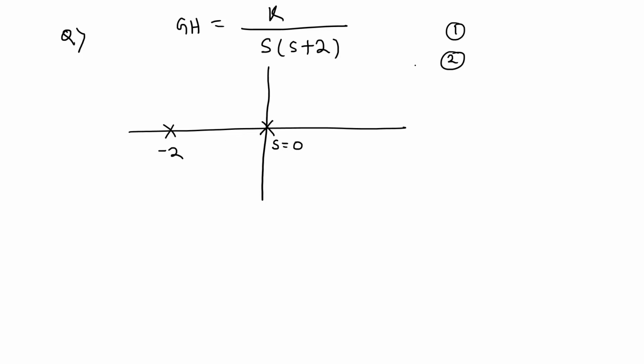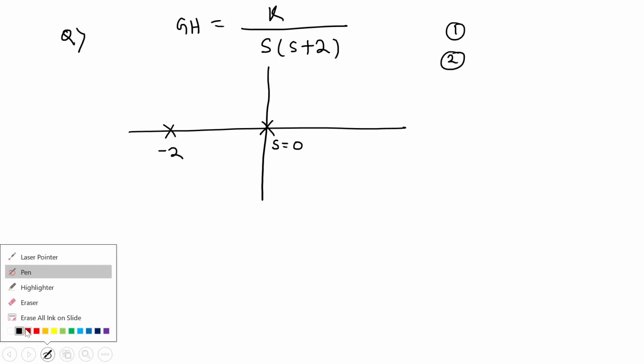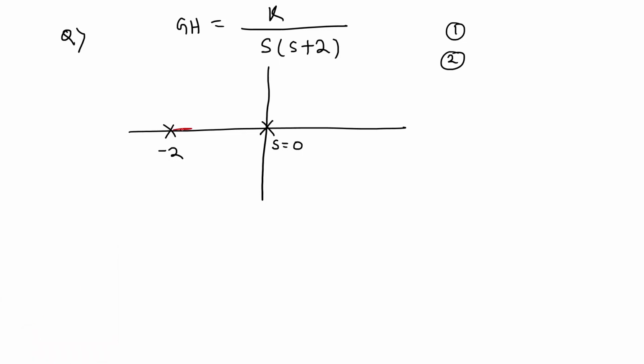Second point, you have to find out which portion lies in the root locus and which portion doesn't lie in the root locus. Let's change my color. So definitely I can see that this portion lies in the root locus, and the rest, up to minus infinity, doesn't lie in the root locus. Okay, up to this point is clear, everyone? Clear, sir.